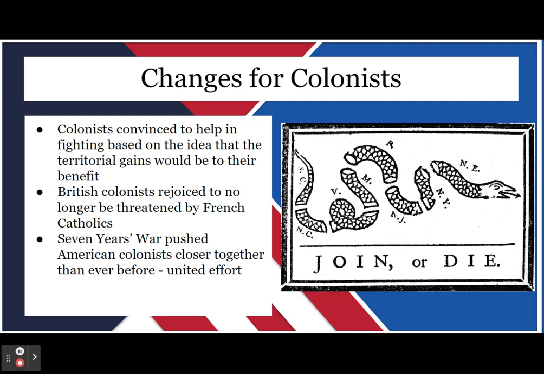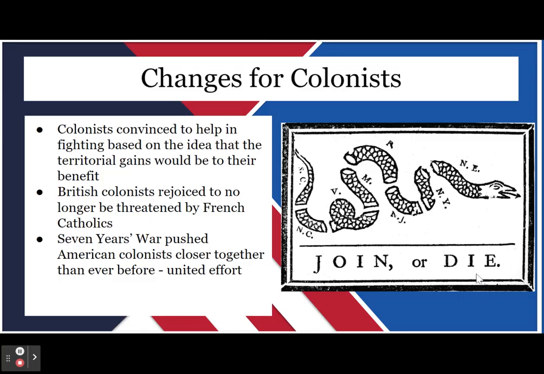It's a united effort. Now, if you look at this image here, this actually comes from right before the Seven Years' War. In 1754, this was a woodcut made by Benjamin Franklin. It says, "Join or die." Now, a lot of people think this refers to the American Revolution, but it doesn't. It was actually the Albany Plan of Union.